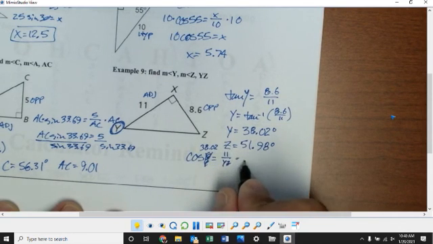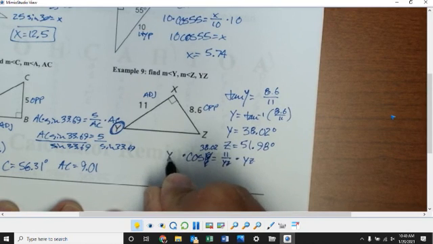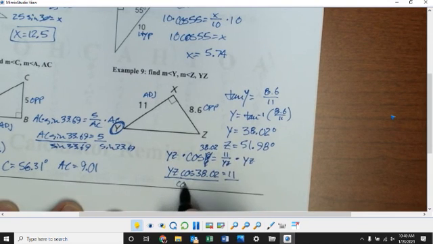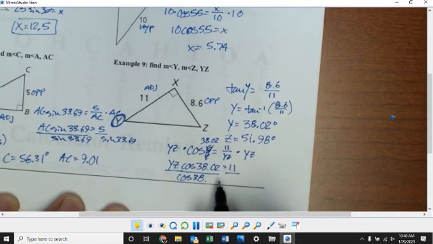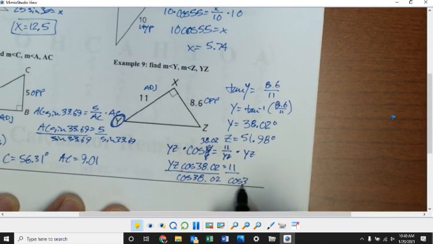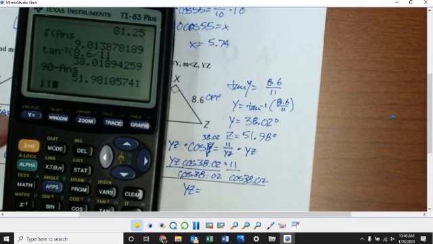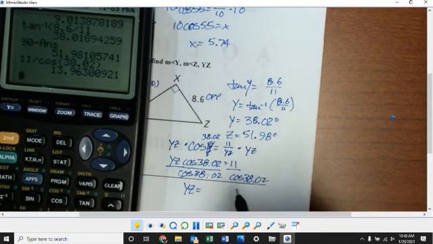All right, so again, we're going to multiply by YZ. I get YZ cosine 38.02 equals 11. So I'm going to divide both sides by cosine 38.02. So that's going to give me YZ is equal to 11 divided by cosine 38.02. A little bit of rounding, but that's going to give me YZ equals 13.96.